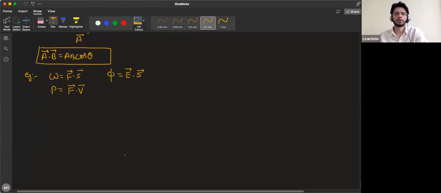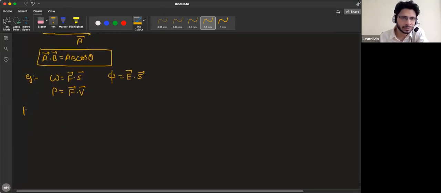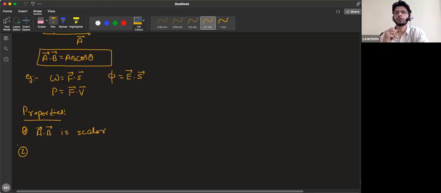Now, after this, let's discuss some properties of dot product. First property. A is a vector, B is a vector, but when you take A dot B, it is a scalar. Dot product of vector A and vector B is a scalar. So the first property: A is a vector, B is a vector, and A dot B is not a vector, A dot B is a scalar quantity.